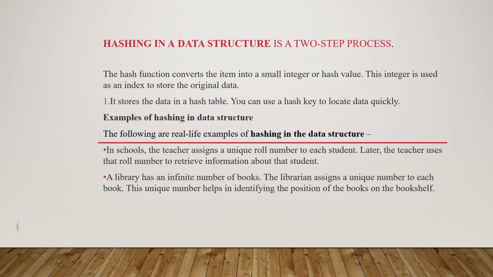Examples of hashing in data structure. The following are real-life examples of hashing in data structure. In schools, the teacher assigns a unique roll number to each student. Later, the teacher uses that roll number to retrieve information about that student. A library has a large number of books. The librarian assigns a unique number to each book. This unique number helps in identifying the position of books on the bookshelf.